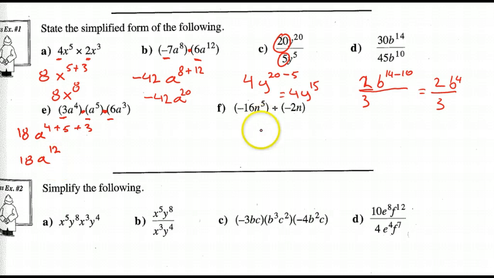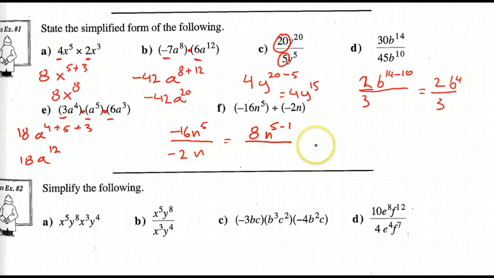Okay. Let's rewrite this one. I like to rewrite it as a fraction, so negative 16n to the 5 over negative 2 to the n. Well, let's work with the coefficients. Negative 16 divided by negative 2 gives me a positive 8. Extend my line. I have 5 n's on top, 1 n on the bottom, so 5 minus 1, because I'm dividing. And there's nothing on the bottom, so I put a 1. So the final answer is 8 to the n power of 4.